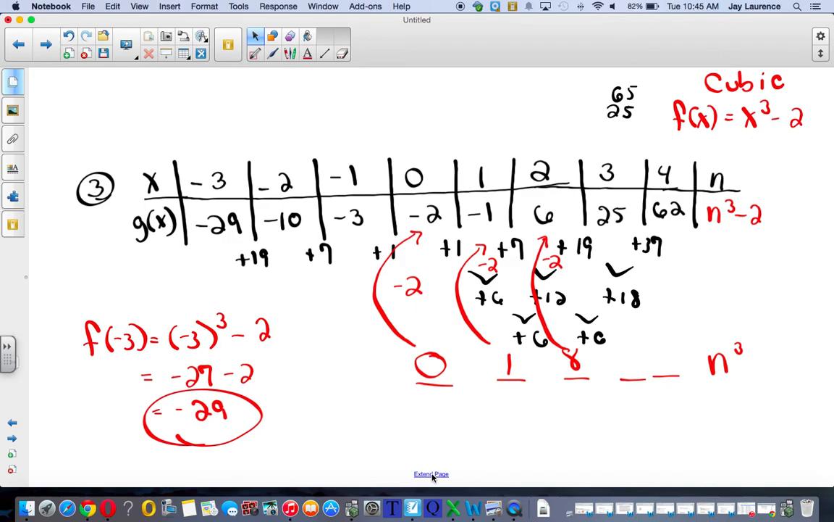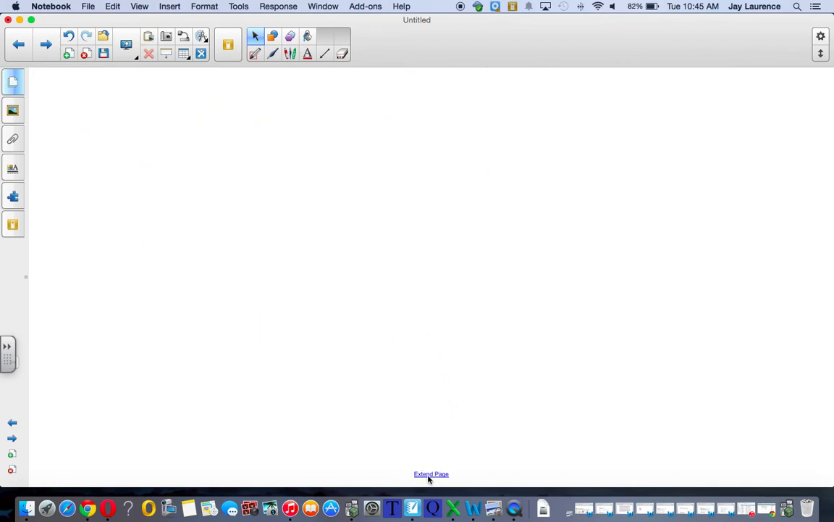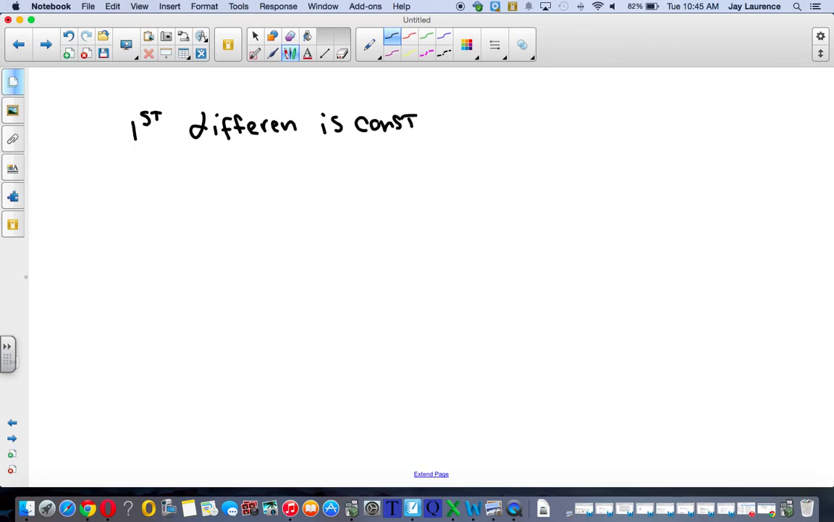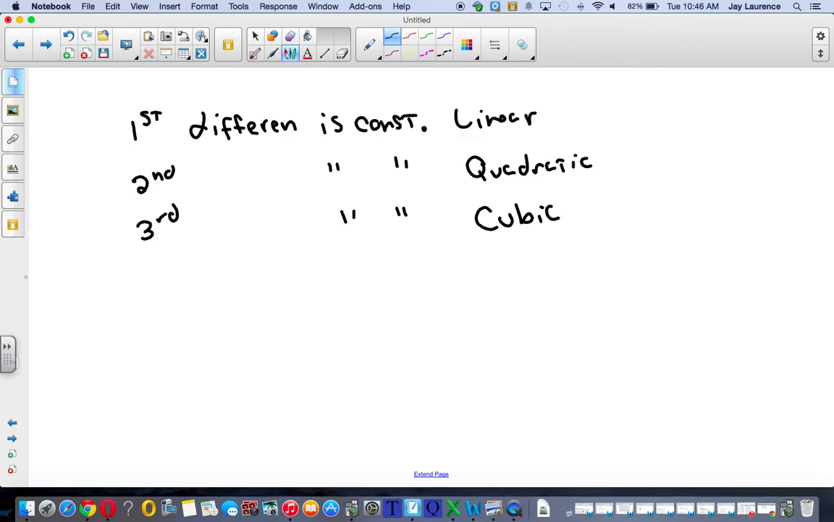Okay, so let's recap real quick. We know that when the first difference matches every time, first difference is constant, the function is linear, right? When the second difference is constant, it's quadratic. And we know that when the third difference is constant, we know that it's cubic. Right? Okay.